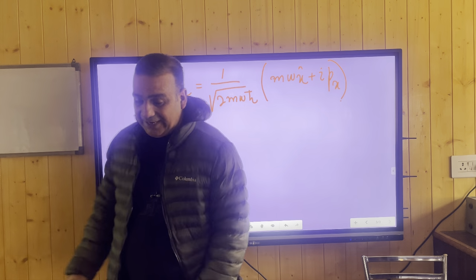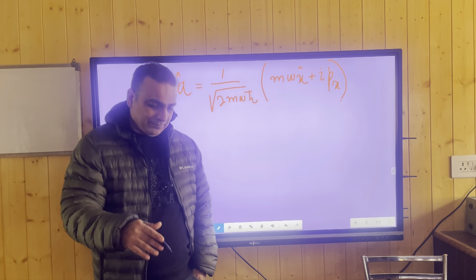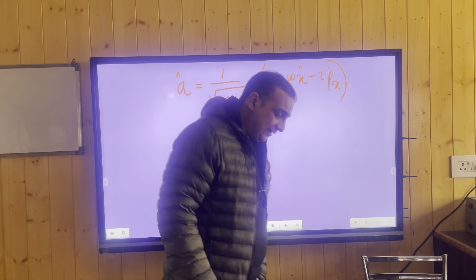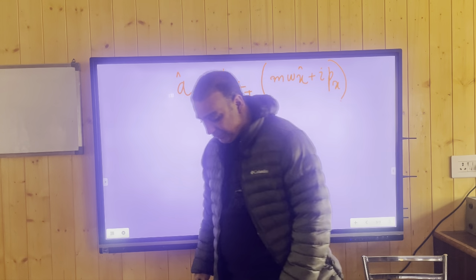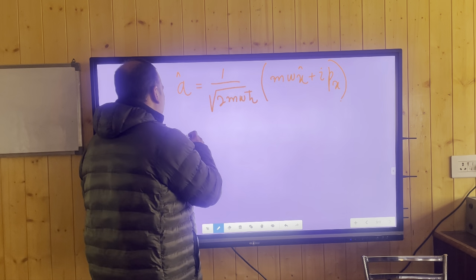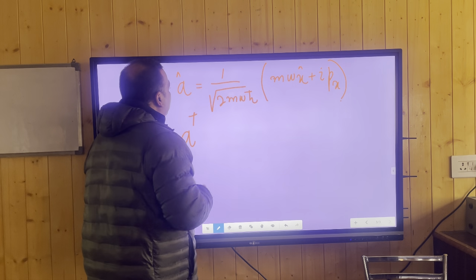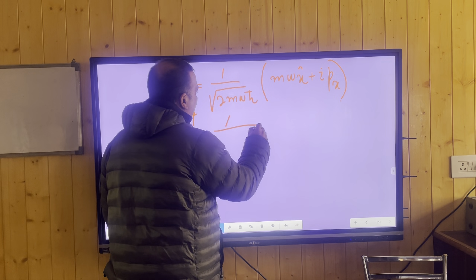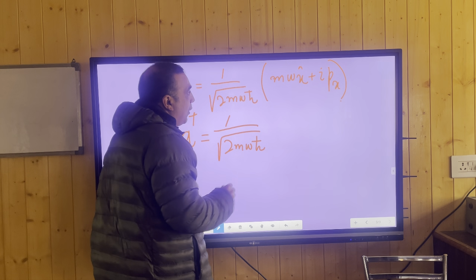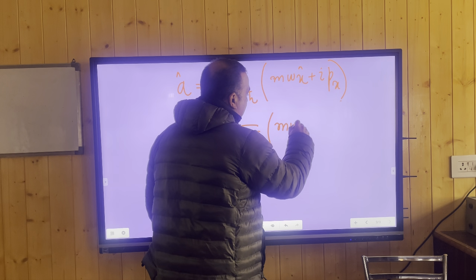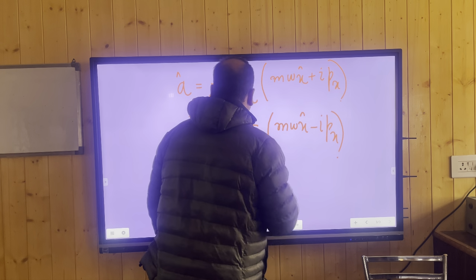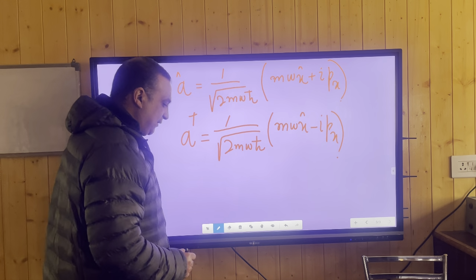We can see that we automatically reach that quantization in the harmonic oscillator problem. So what we have here is the annihilation operator. Then we have the creation operator a dagger, that is 1 by under root of 2m omega h bar, and then here you have m omega x cap minus i p of x. All right, so these are the two fundamental equations.